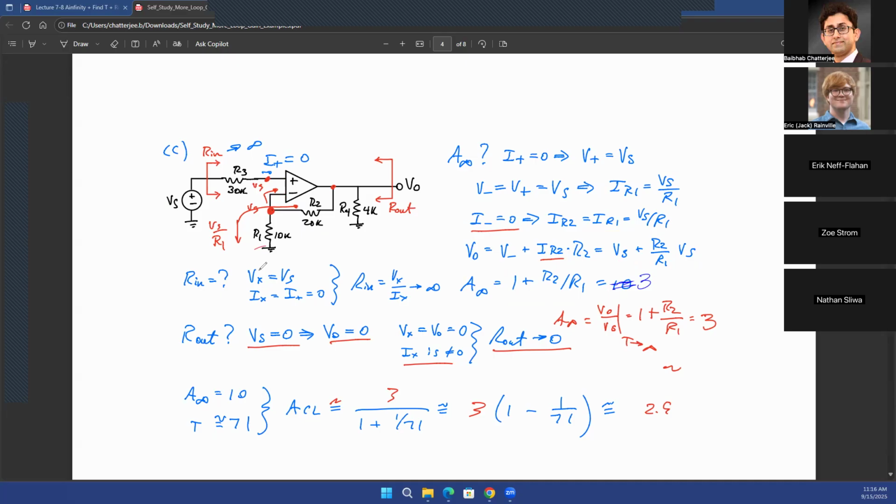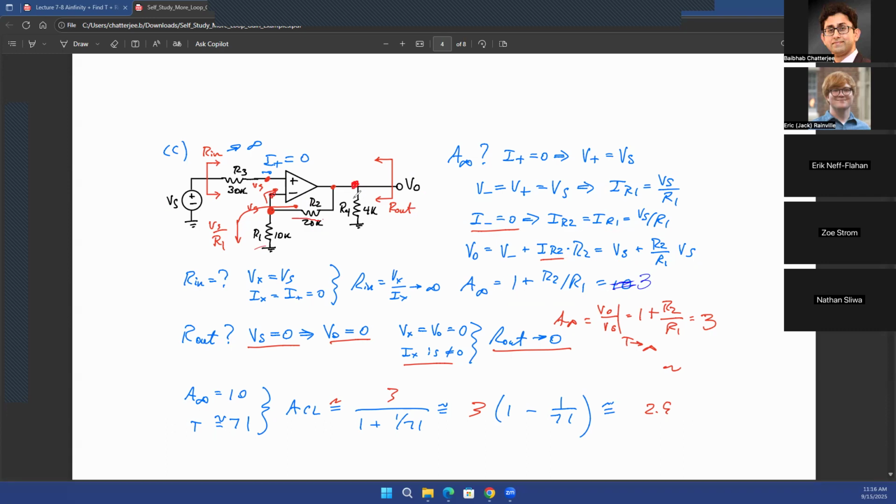Question? I'm sorry, why don't we look at R4 if we're looking at the output? Great question. So think about the output. If you think about Ohm's law again, you know the voltage at this point, that's a known voltage for you. You know the current flowing through R2, and you know the value of the resistance R2. So that's all you need to find out the voltage at this point.